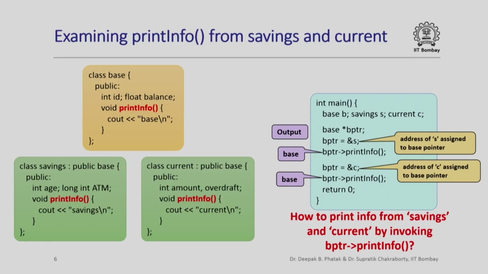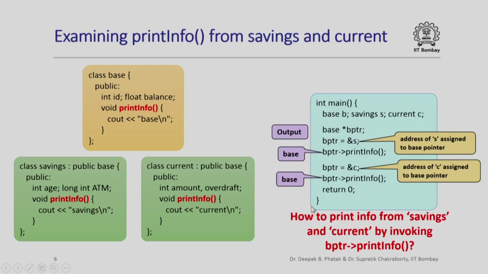So in this particular case, I do not know before the program executes whether the condition in that if statement is going to be satisfied, and therefore whether BPTR will get the address of S or the address of C. But what I do want is that if BPTR is assigned the address of S, then the printinfo of the savings class should be invoked, and if BPTR is assigned the address of C, then the printinfo of the current class should be invoked.